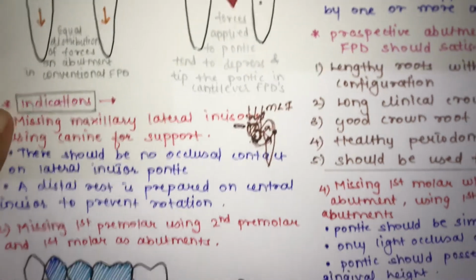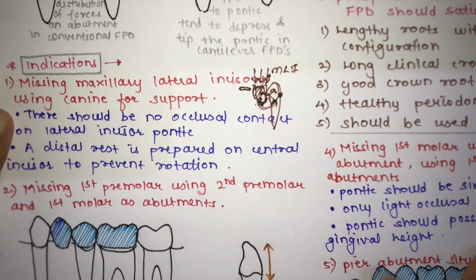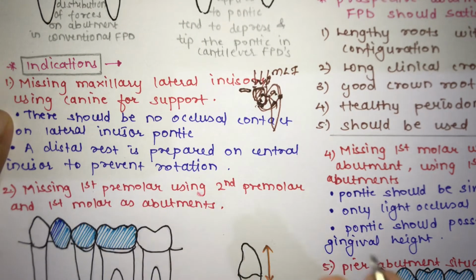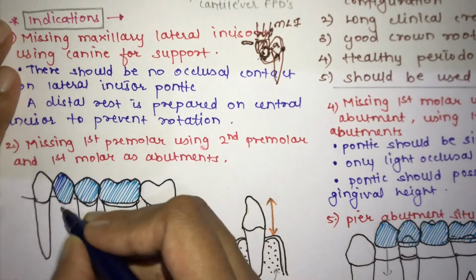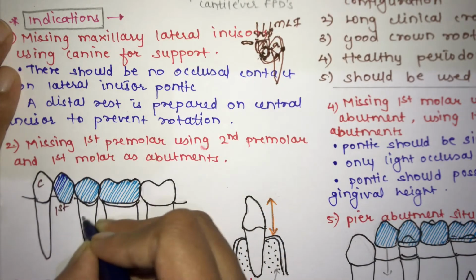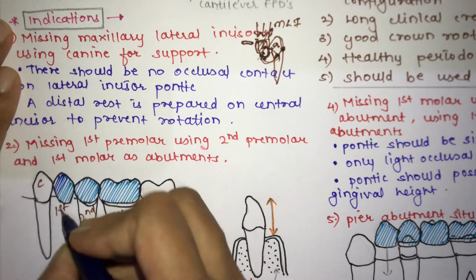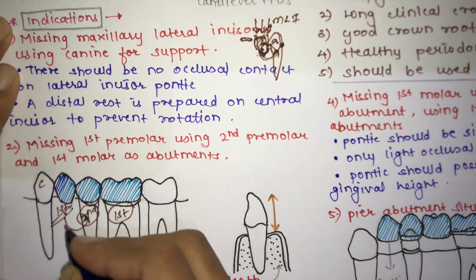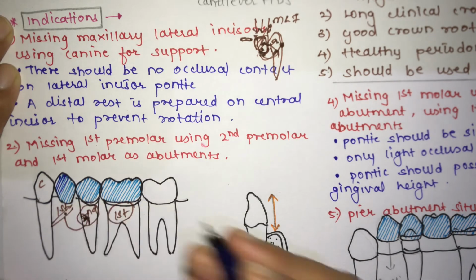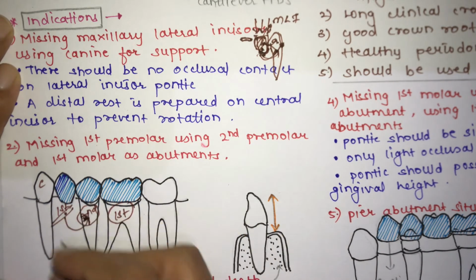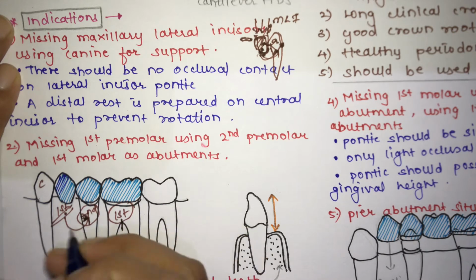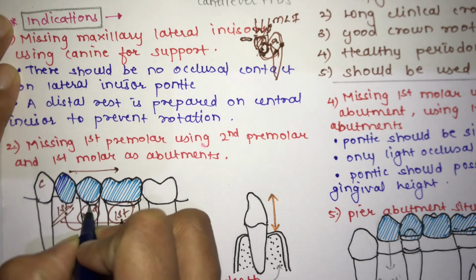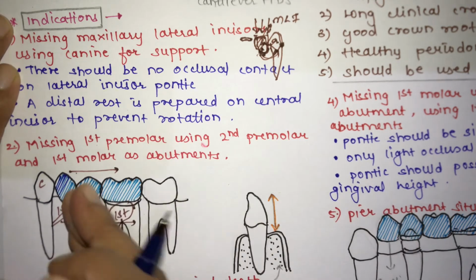The next indication is when the first premolar is missing, and in that case you use the second premolar and first molar as abutments. Now this is the case in which this is your canine, this is the first premolar, second premolar and first molar. So in this, your first premolar is missing. So when you fabricate a denture, and if you take support only from the second premolar when your first premolar is missing, it won't be stable, and because of that you also take support from the first molar, but you have to see that it is cantilevered, so you are taking support only from one side. Now the abutment can be 1 or 2 or 3, but it is only from one side.